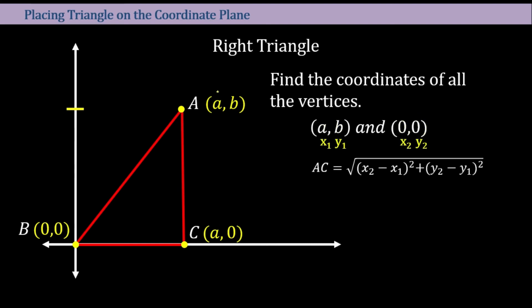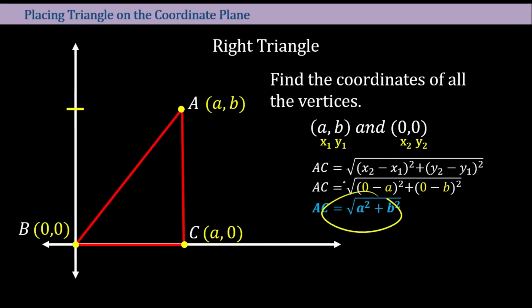So this will be our point 1 and this will be our point 2. The hypotenuse should have the same distance as the Pythagorean formula. So let's substitute the given and that will give us the same formula as well. So now we just placed a right triangle on a Cartesian plane.